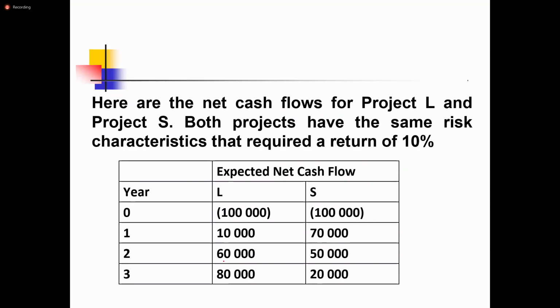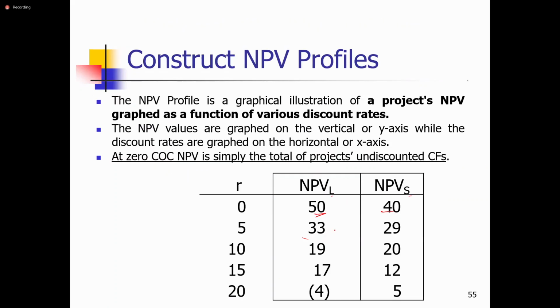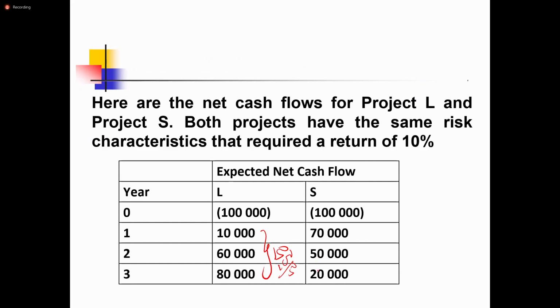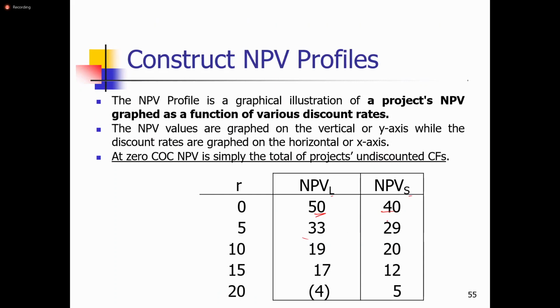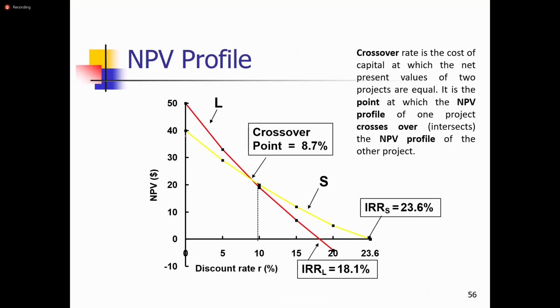You look at here: 60, 70, and total is 150. From the 150, you deduct the 100,000 outflow. So that is 50,000. So NPV here is 50,000. At zero cost of capital, NPV is simply the total of the project's undiscounted cash flow. In the other project it is the same: 140 minus 100 is 40,000.